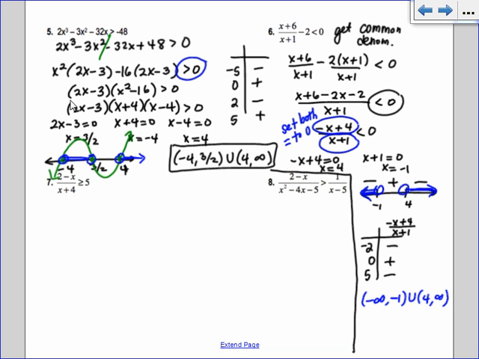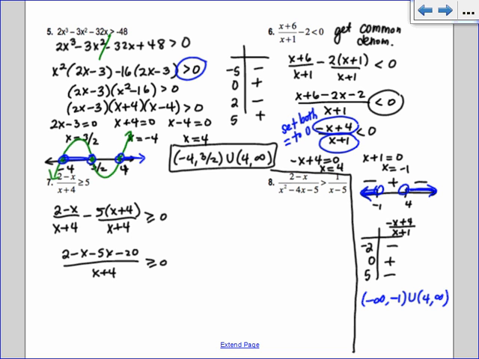So let's try this one. Same idea, but we don't have a 0 this time. So we're going to subtract the 5 over, so I'm going to have 2 minus x all over x plus 4. And I'm going to subtract the 5 over, and I know I need a common denominator, so I'm going to multiply by x plus 4 over x plus 4. So I have greater than or equal to 0. So I subtract it over. So the top becomes 2 minus x minus 5x minus 20 all over x plus 4. So we get negative 6x minus 18 all over x plus 4.